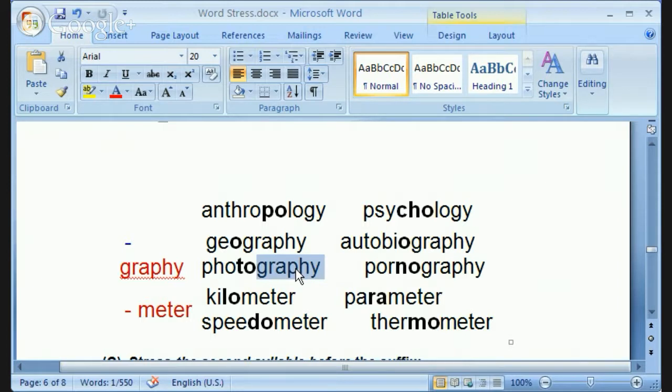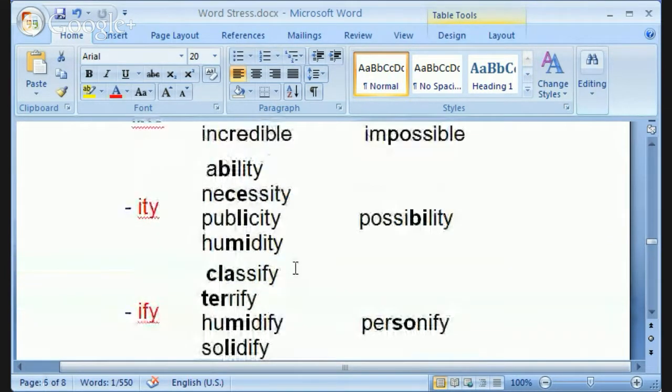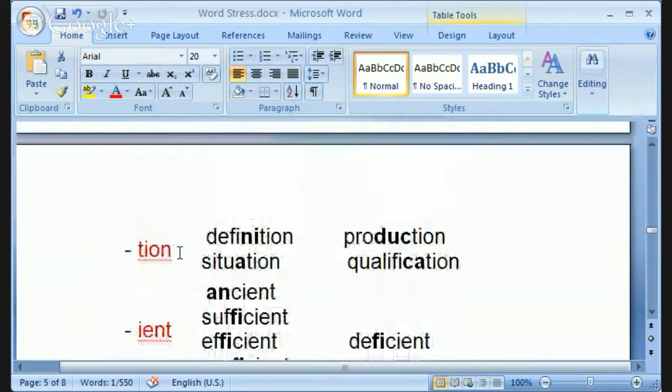I realize the entire suffix itself can be one or two syllables. I don't think there's any with three, but often two syllables. Humidity.